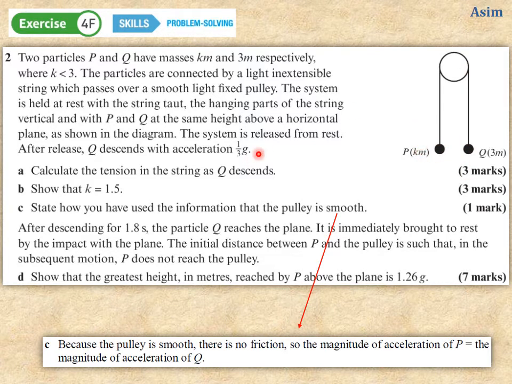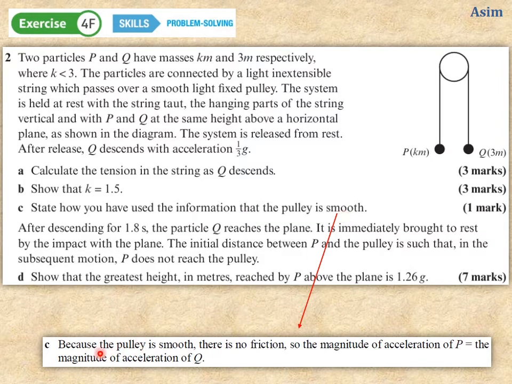So this is the question. They're asking us to find the tension in the string. Remember, this is a single string, so the tension will be the same throughout, and tension always directs towards each other. In the next slide, I will show the diagram with the missing forces. In the second part, they want us to prove that k is 1.5. The third part says, state how you have used the information that the pulley is smooth.